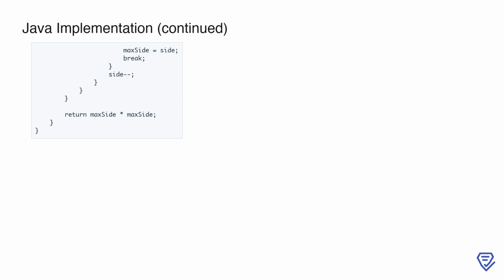If the square is valid, we update max_side to the current side length and break out of the loop to maximize efficiency. If the square is not valid, we decrement the side length and check again until no larger square can be formed. Finally, we return the area of the largest square, which is max_side squared.